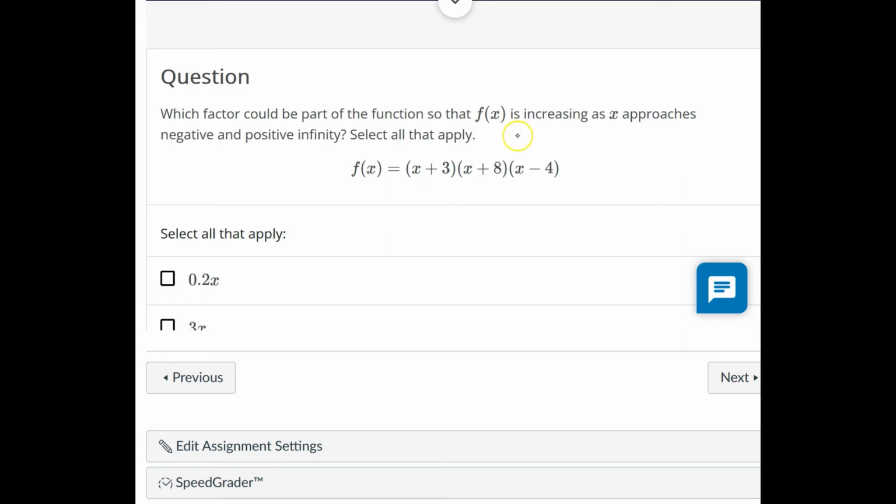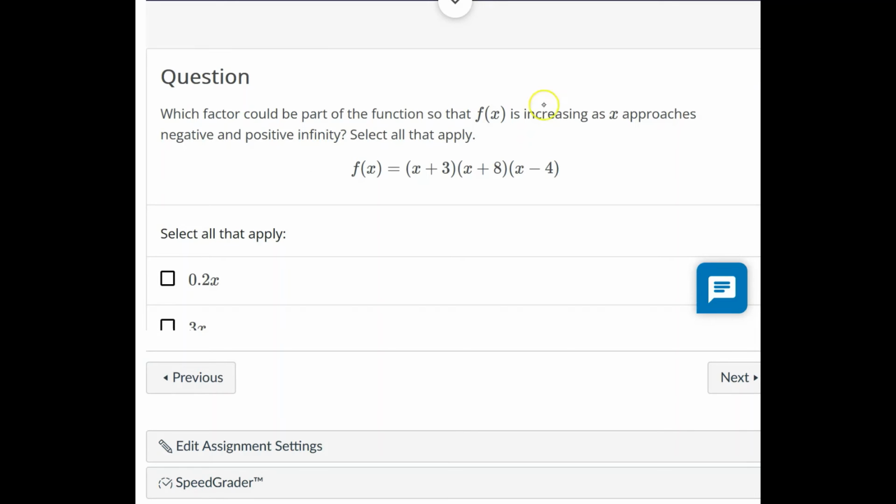Now, f of x is going up as x approaches negative infinity and positive infinity. That means to the left and the right, okay? So we're talking about an even degree. If they're pointing the same direction, this is an even degree, right? Okay. What else? You have a positive leading coefficient. So, for example, 3x to the fourth. That's the example we used earlier.